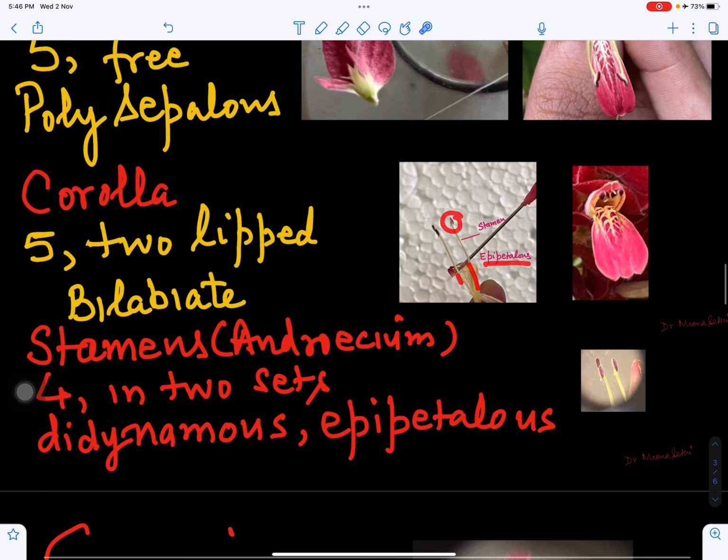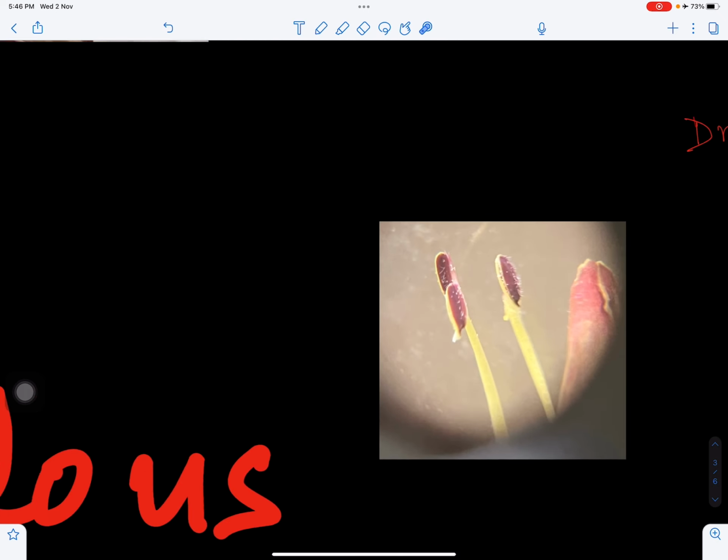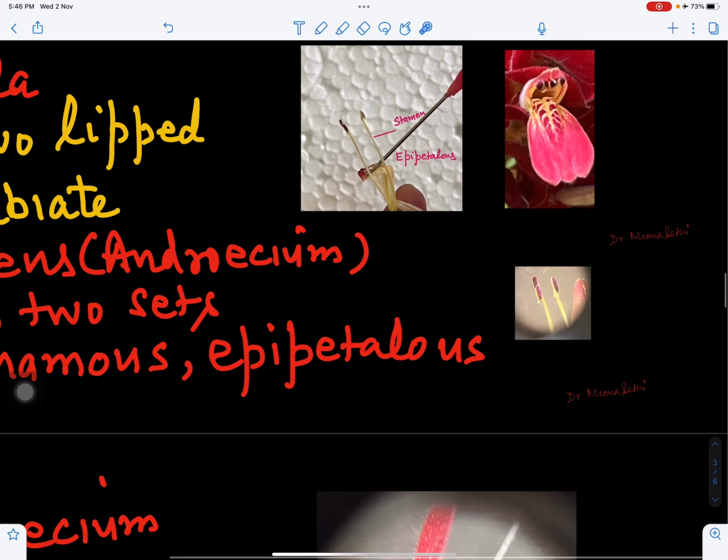So the stamens, or androecium, has 4 stamens which are present in 2 sets. So condition is didynamous, and they are fused with the petals. So this is called epipetalous. We can see here. This part is filament and this part is the anther and this is the petal to which these stamens are attached. So this is epipetalous condition.